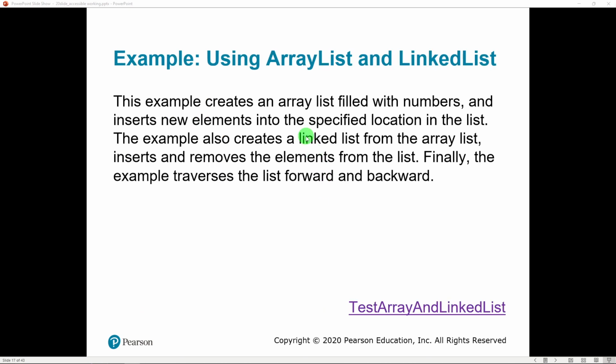So let's look at some examples. We're going to see an example that creates an array list filled with numbers, inserts some new elements into the specified location, and then we're going to see a linked list made from that array list, and then we'll insert and remove elements from the list, and finally we'll see an example of how to traverse the list forward and backward using an iterator. So let's take a look at that code.